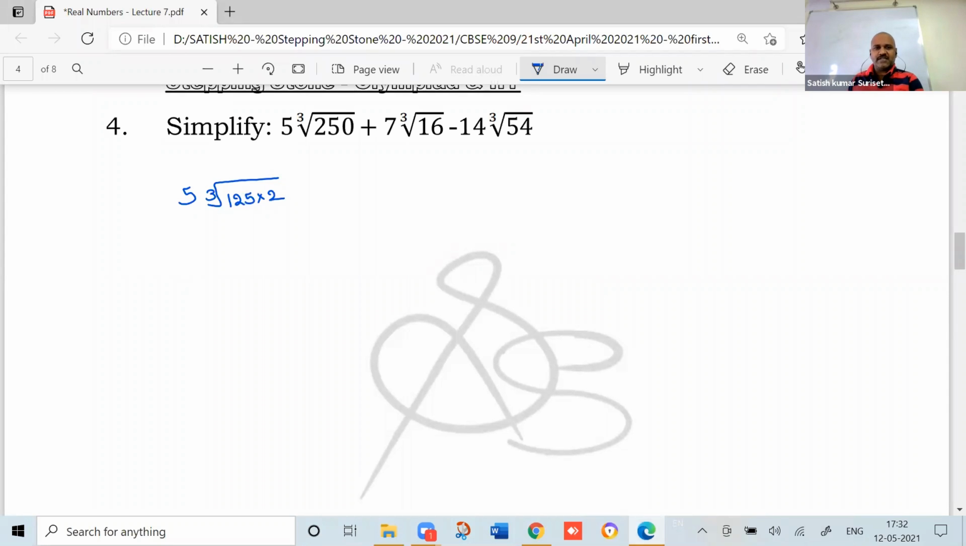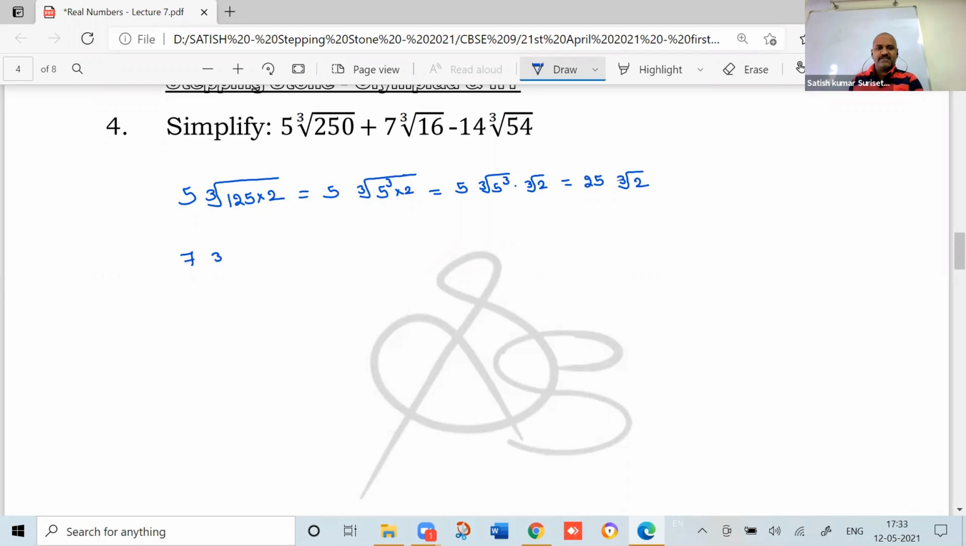So let us do separately each term. So 5 into cube root of 125 into 2 you can write as 5 cube into 2. Now, this will be same as 5 into cube root of 5 cube into cube root of 2. So cube root of 5 cube is 5. So 5 into 5, 25 into cube root of 2. That's the first term.